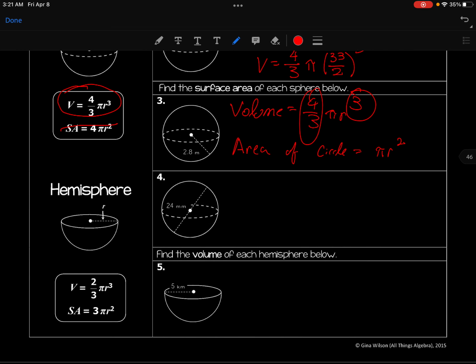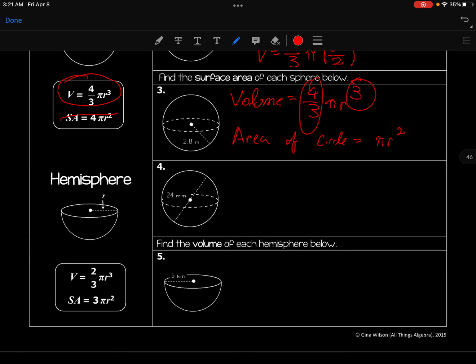And I'm going to do one more question. Now, let's say you're given only a hemisphere of the sphere. A hemisphere is just half of a sphere. That's literally what a hemisphere means. And the volume of a hemisphere is given by the equation: volume is equal to 2/3 pi r cubed.